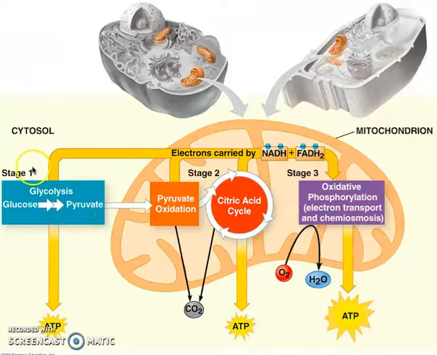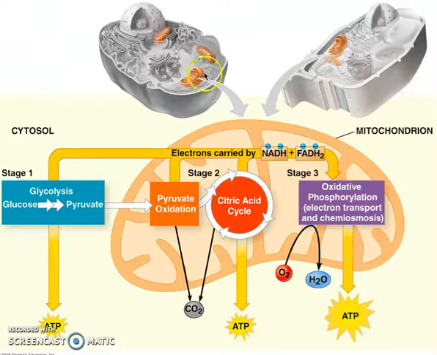Glycolysis itself takes in 2 ATP, but puts out 4 ATP. So as a result, we get a little bit of usable cell energy in the form of 2 ATP right out of the gate with glycolysis. Pyruvate is the 3-carbon breakdown product of glucose, and that gets shuttled into the mitochondria.